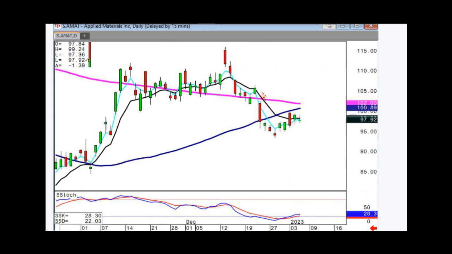AMAT, nothing. Probably wouldn't be long or short. That's just kind of a nothing chart. Oops, I didn't scroll fast enough here.